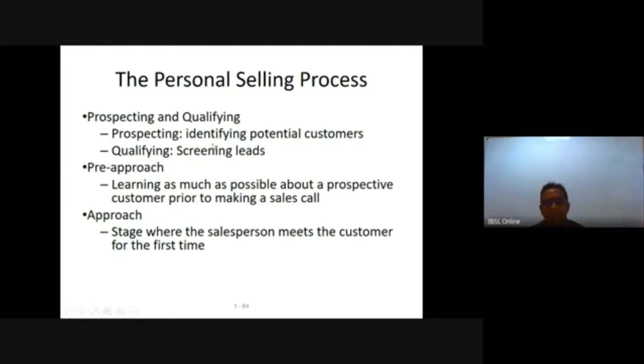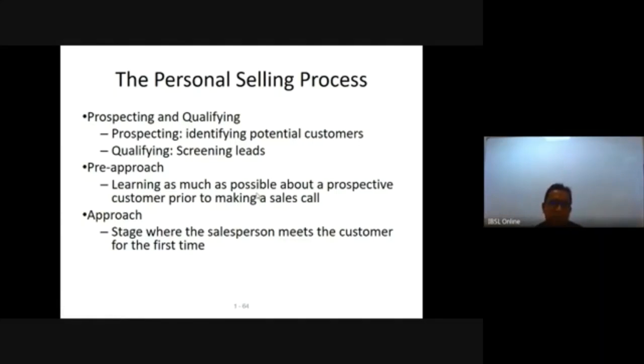and try to gather information about those people, where they live, their addresses, the type of business they do, the type of income they have, if you have that information. Once you decide on certain selected customers to personally sell to, you do a pre-approach, learning as much as possible about a prospective customer prior to making a sales call. Before you go and meet a customer personally, try to gather information as early as possible.